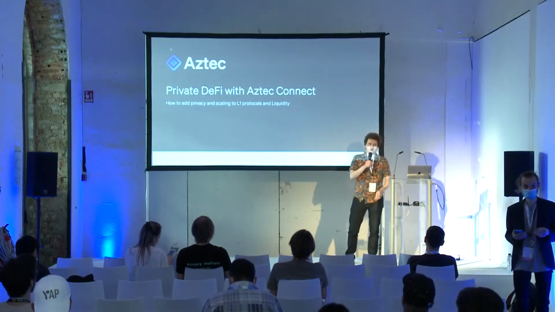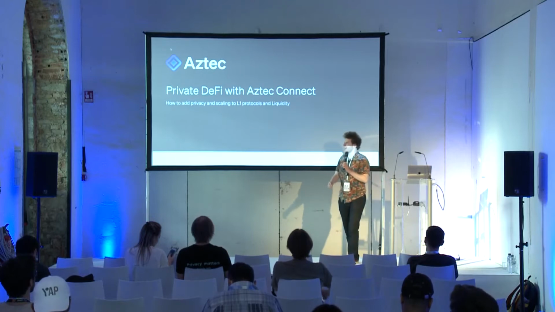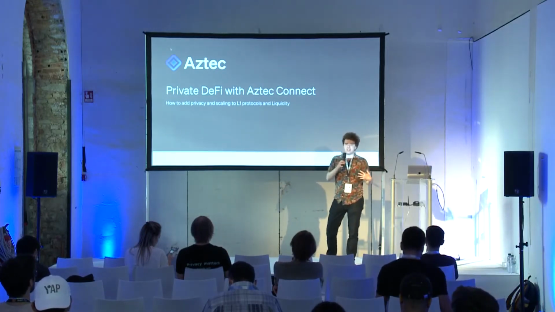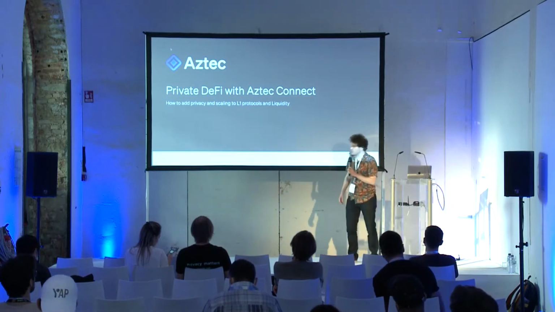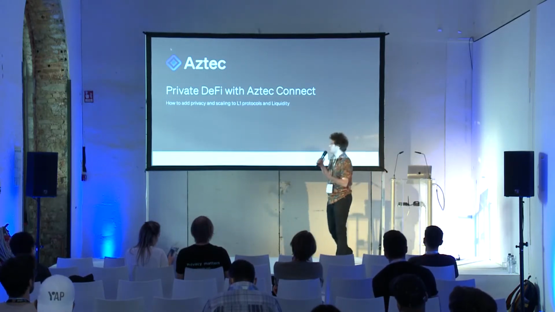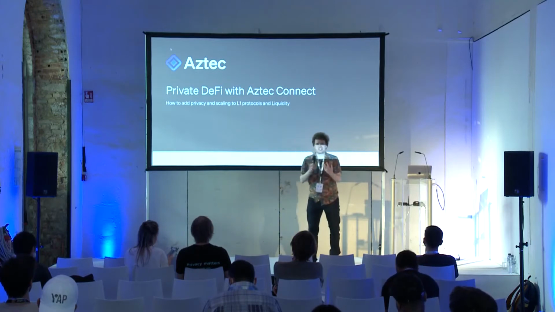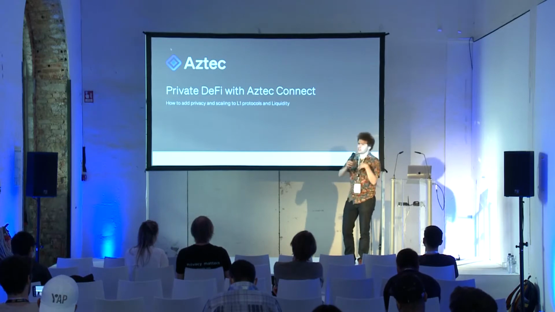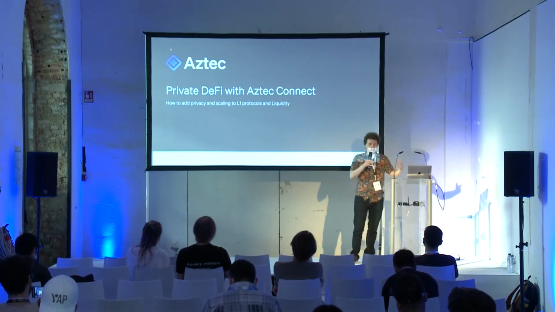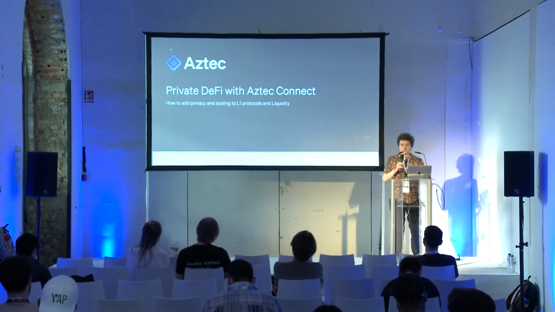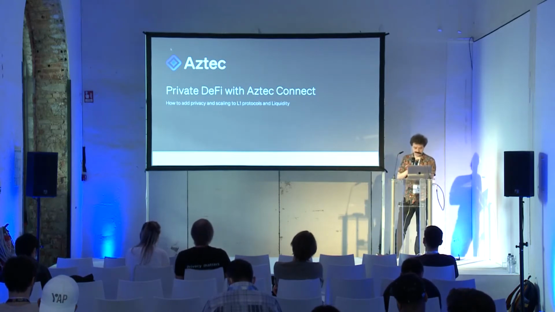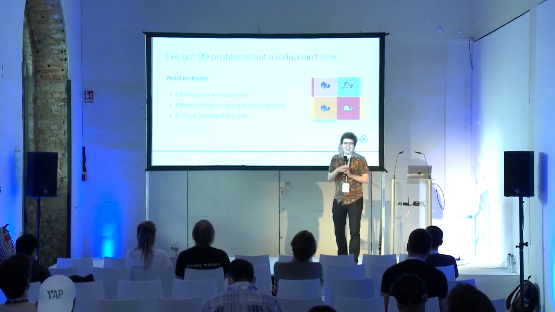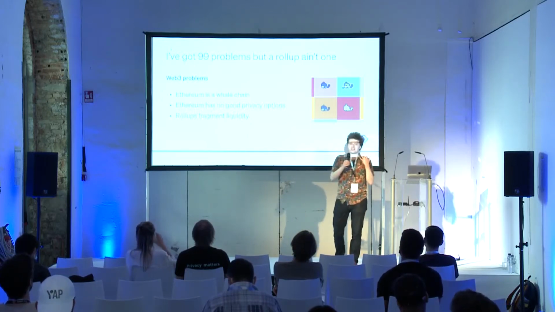I'm the CEO of Aztec, and our gig is scalable privacy via a ZK rollup based layer 2 operating on Ethereum. And so I want to talk about how we do private DeFi cheaply with our Aztec Connect architecture, and how you and the community can integrate with this to add privacy to native DeFi protocols.